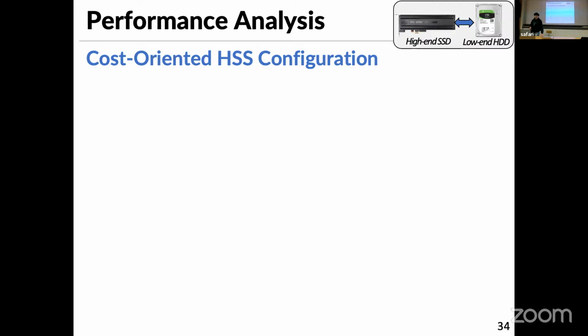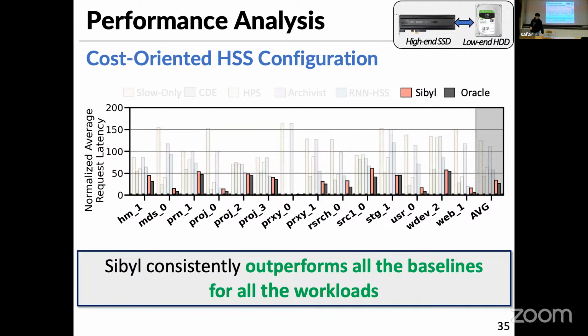The cost-oriented HSS configuration consistently outperforms all of the baselines. You can see here again, it's a similar graph as we have seen before. On the x-axis, you see the workloads, and the normalized average request latency. You can see the latency is lower for Cibil than for all of the baselines, and Cibil is also pretty close to the Oracle.